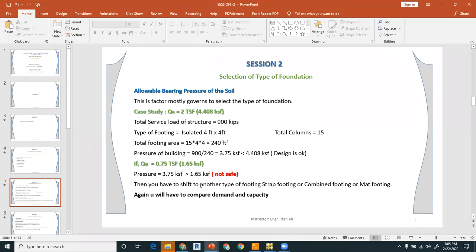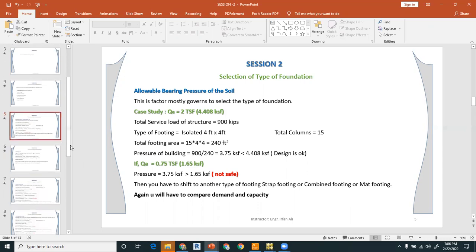So then you have to shift to another type of footing, whether it is strap footing, combined footing, or mat footing, depending upon the case or the required demand. So after selecting the new footing, again you have to compare the demand and capacity, and so on. Then you have to move on, right? So this is how the allowable bearing capacity will affect the selection of type of foundation. This is the first factor.